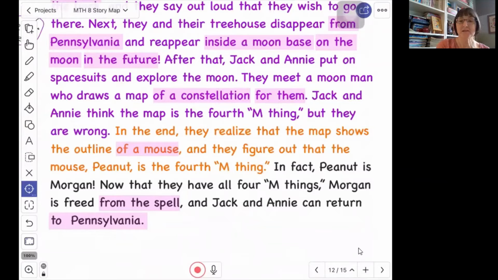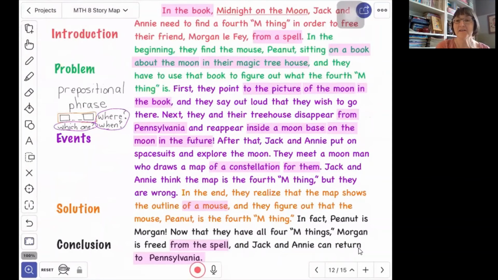The moon man draws a map of what? Of a constellation. For who? For them. The map shows an outline of what? Of a mouse. Morgan is freed from what? From the spell. Jack and Annie can return where? To Pennsylvania. So you can see all of these prepositional phrases are very important. They give a lot of important information about where and when things are happening.